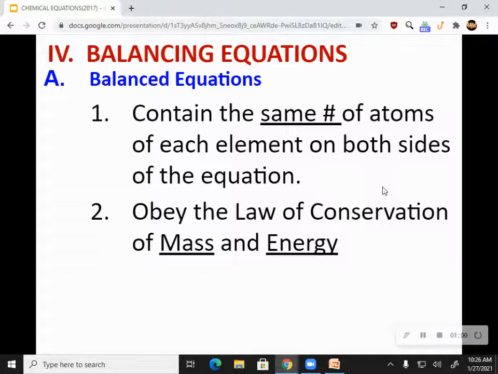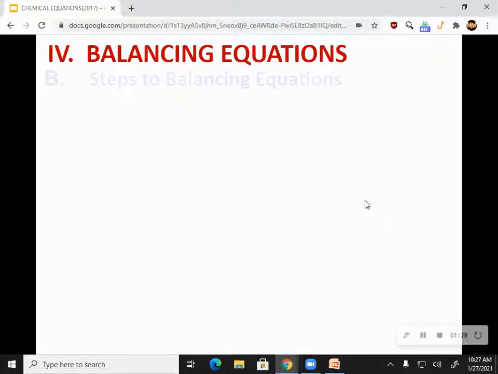When we have H2 plus O2 equals H2O, that's not balanced, because there are fewer oxygens on the product side than there are on the reactant side. So we must then balance the equation. Everything has to equal out.